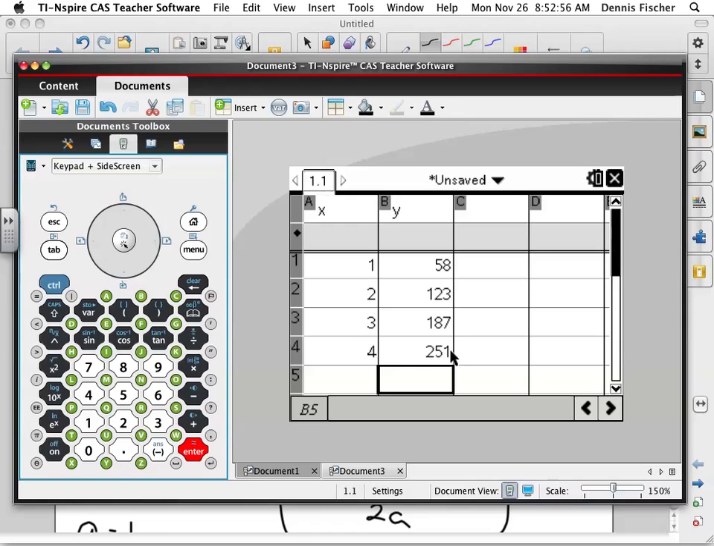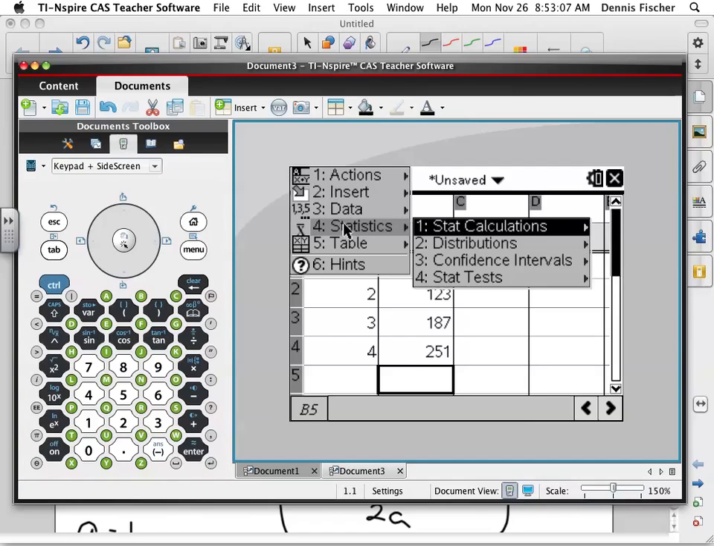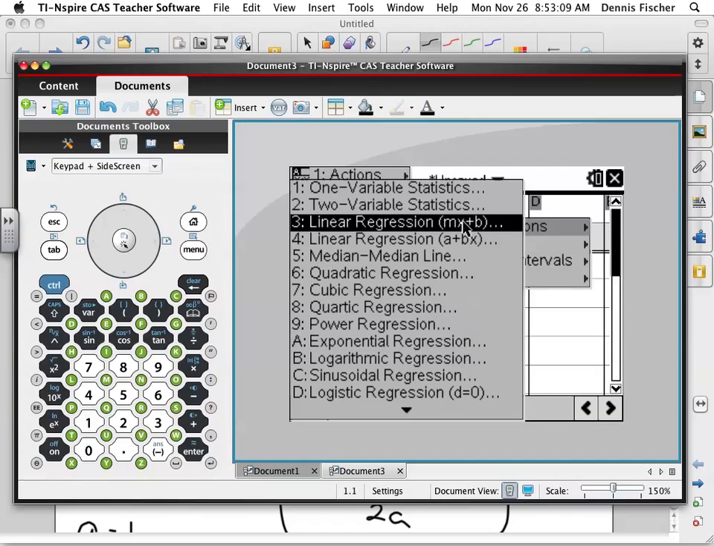So let's go under menu. Go to statistics. We are kind of doing statistics here. Then statistic calculations, and we're going to do linear regression. Now there's two linear regressions: mx plus b and a plus bx. Mx plus b, that's your algebra one. A plus bx is more statistics. So we're going to do the mx plus b.